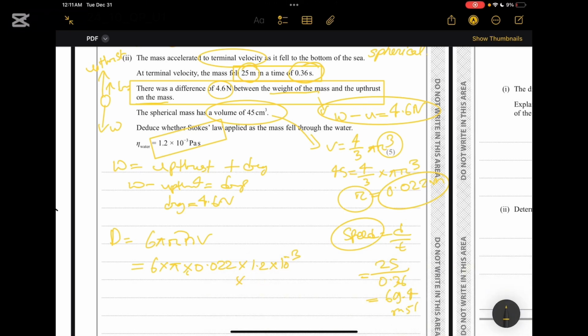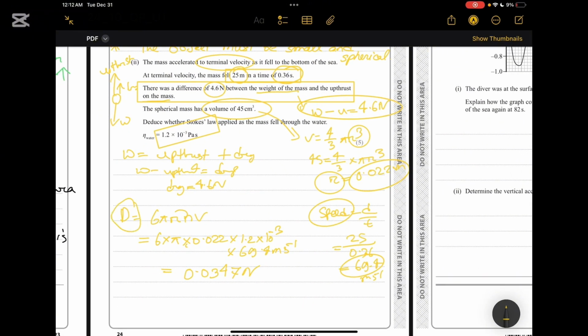6 pi r eta into 69.4 m s^-1, this is our velocity, not volume, my bad, is equal to 0.0347 Newton. So this drag value is way smaller than this drag value, so we can say Stokes law is not applied.